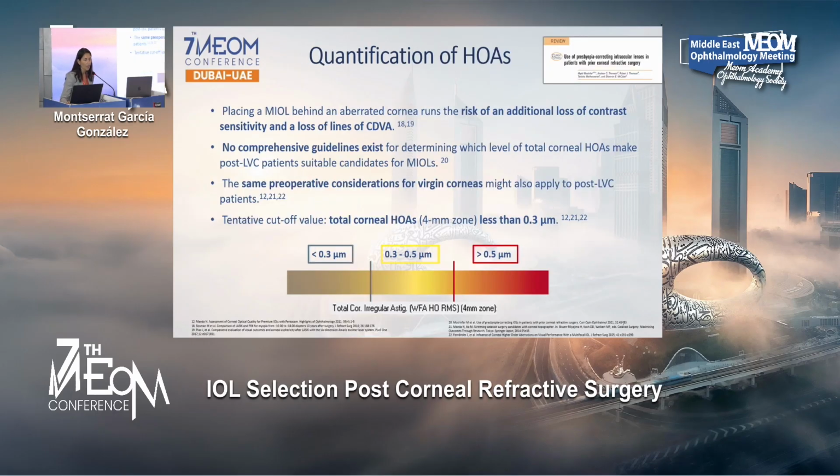And also, we need to quantify the level of higher order aberration, because placing a multifocal IOL behind an aberrated cornea runs the risk of an additional loss of contrast sensitivity and loss of lines of corrected distance visual acuity. But unfortunately, today there are no comprehensive guidelines for determining which level of total higher order aberrations makes laser patients suitable candidates for multifocal IOL. So in these cases, it would be reasonable to use the same preoperative considerations as for virgin corneas, using a tentative cutoff value in the total corneal aberration measured at the 4 mm zone of less than 0.3 microns.